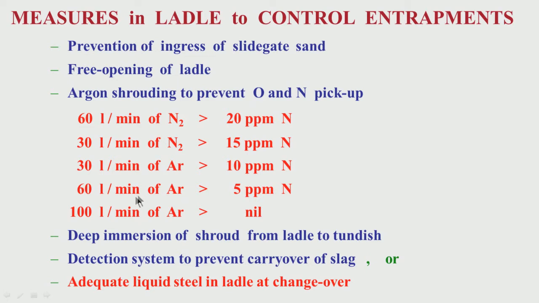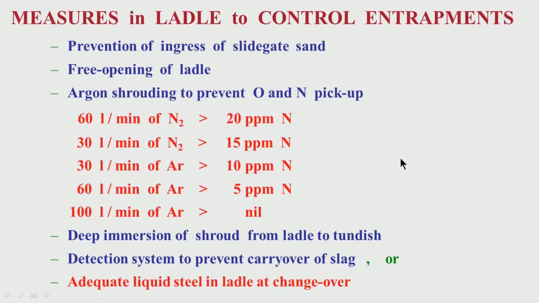If you put 60 liter per minute of argon, still 5 ppm. If you allow 100 liter per minute of argon to flow, there will be no pickup at all. So, we have to remember 100 liter per minute of argon is useful. We do not go beyond this level, because argon is after all expensive. So, this is adequate.